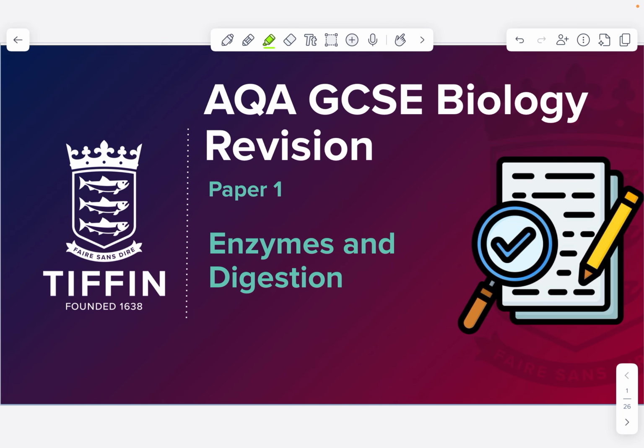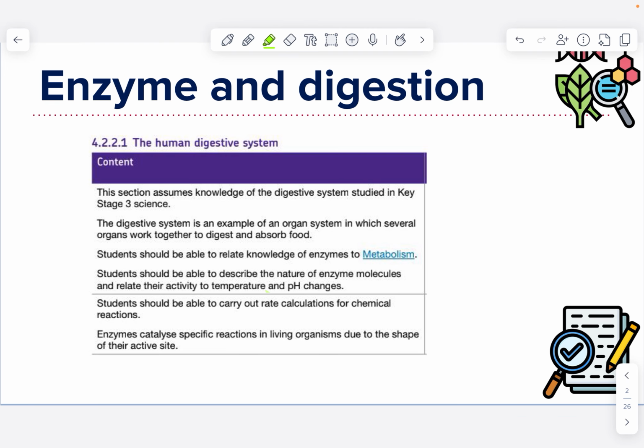Okay, just a quick session on enzymes and digestion. So here are the main points of the specification. Knowledge of the human digestive system is of course important. We'll look at the structure of that, and then in particular, we're going to focus on enzymes. They're linked to the key factors that affect enzyme activity. And then we're going to discuss the specific practicals.